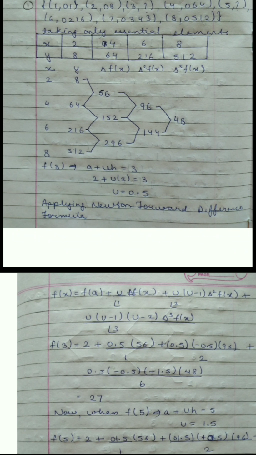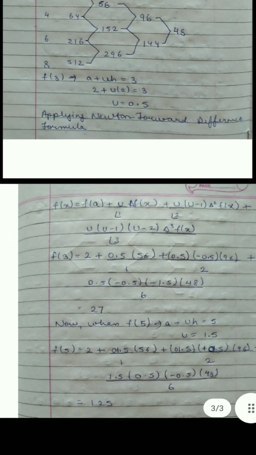The formula is a plus hu is equal to 3. By this, we will find the value of u is equal to 0.5, and applying Newton forward difference formula, f of x is equal to f of a plus u upon factorial 1 delta f of x plus u upon factorial 2 into u minus 1 delta square f of x plus u into u minus 1 into u minus 2 delta cube f of x upon factorial 3. Using this formula, we will find the value of f of 3, that is 27.